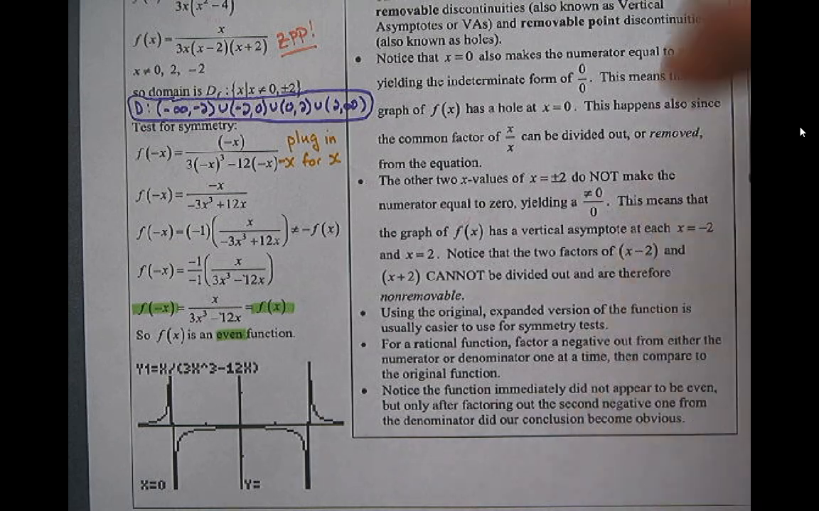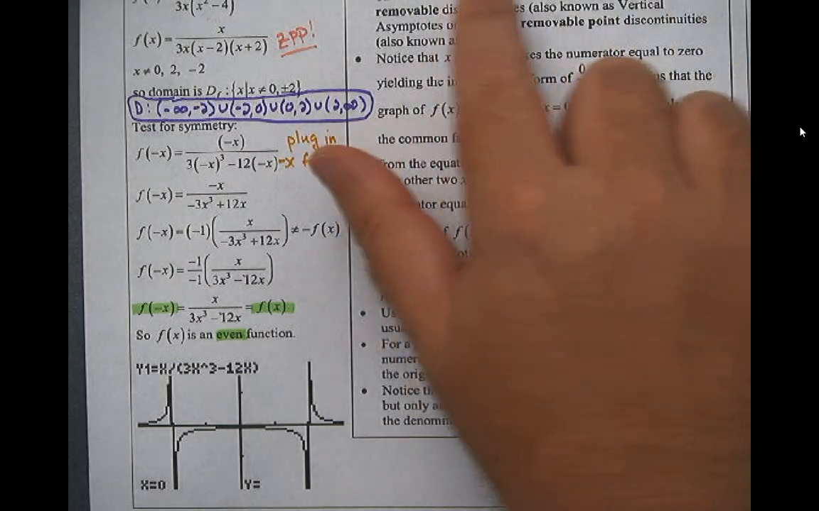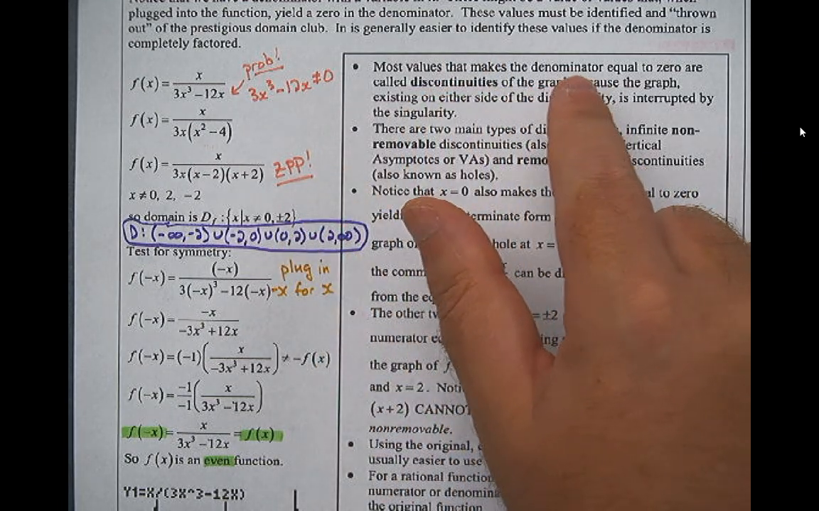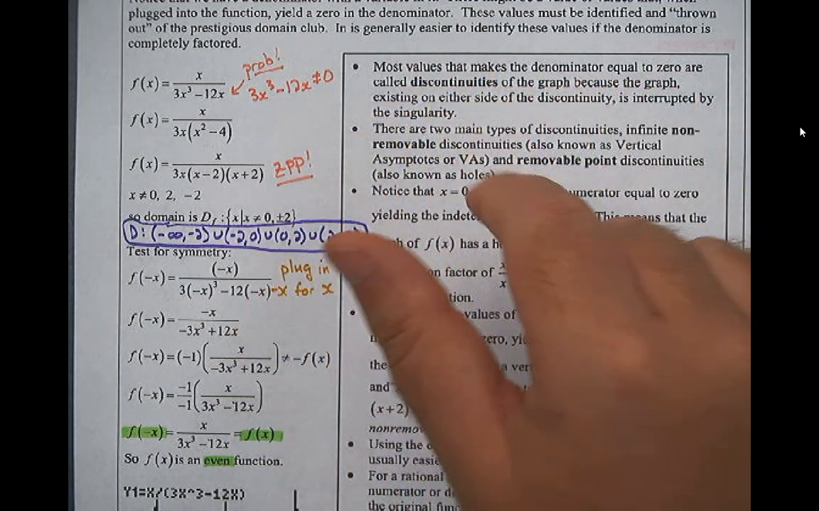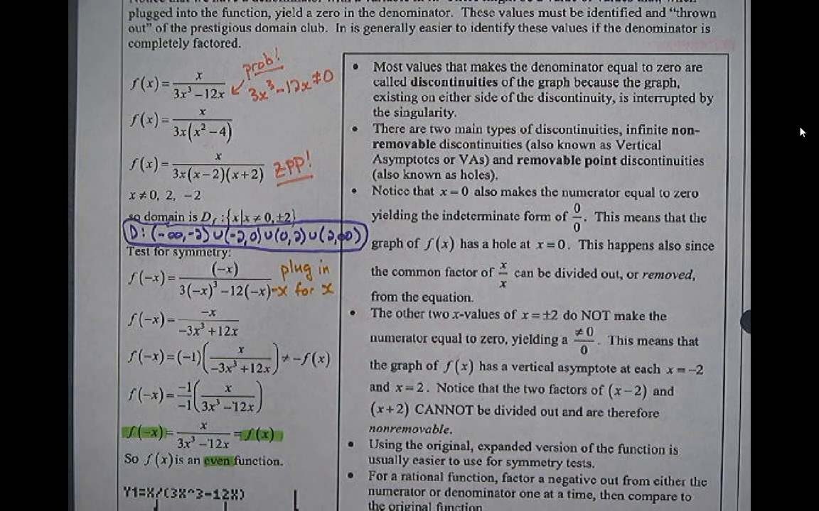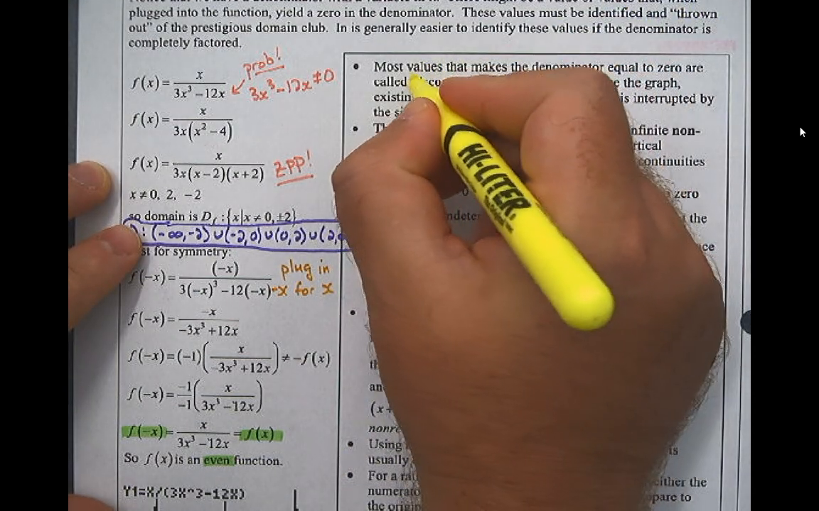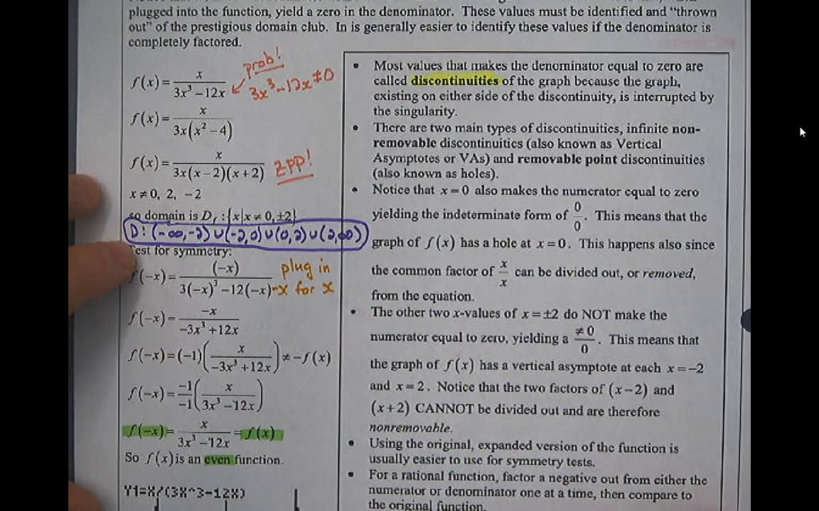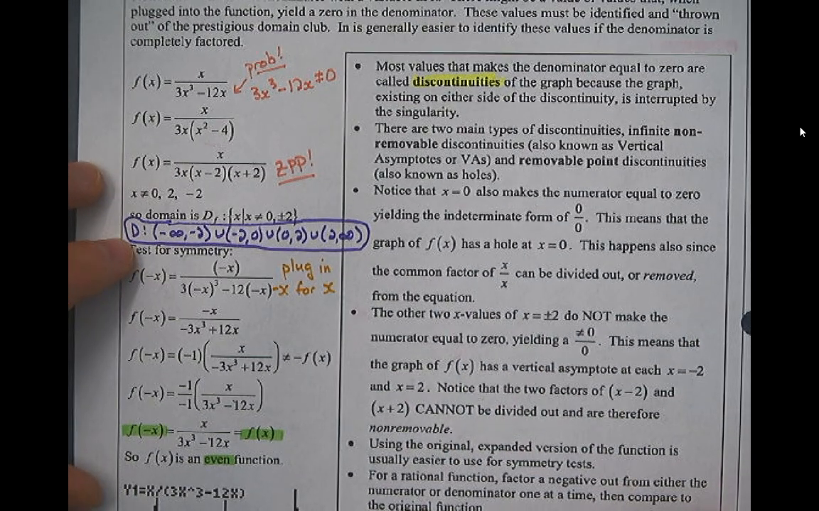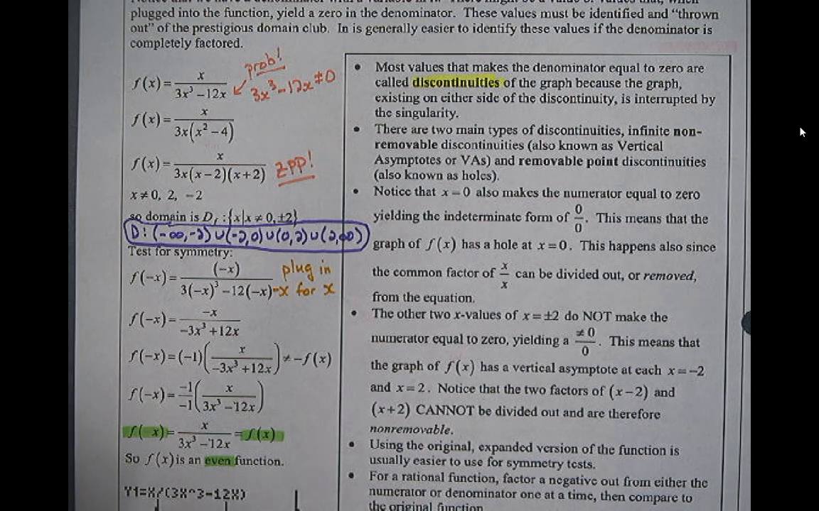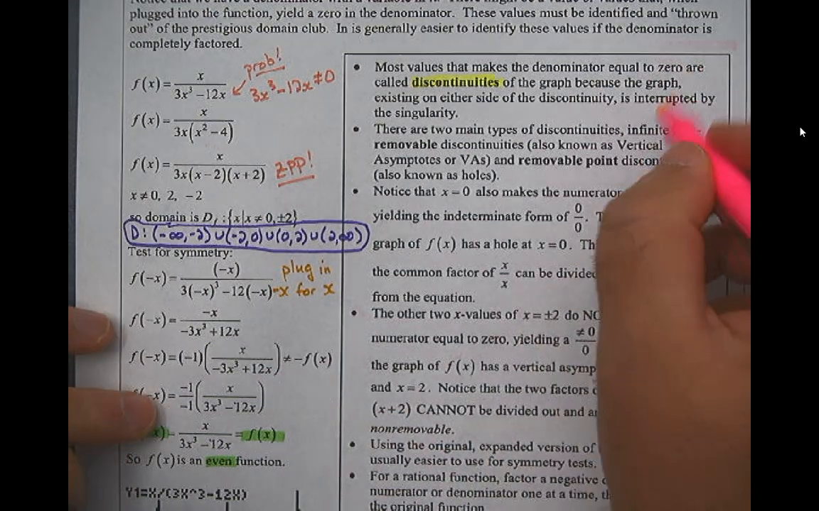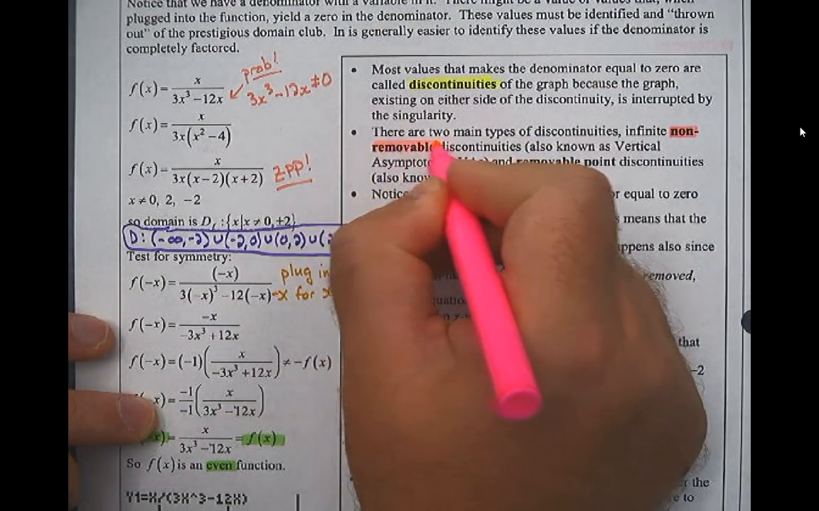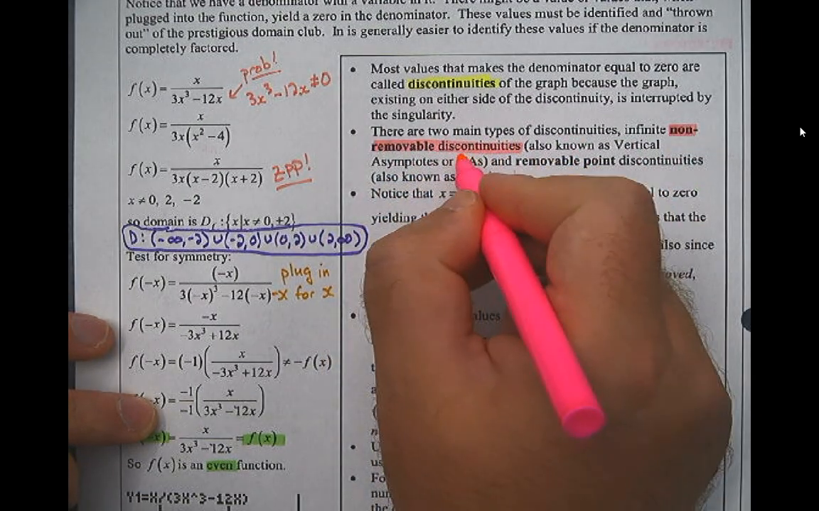So let's talk a little bit about some of these phrases, some of these things we haven't talked about since last year. That's what this big box is full of. Most of the values that make the denominator equal to 0 are called discontinuities. We might remember that. What do we call most of our discontinuities? They fall into two categories. Hopefully you thought of holes and VAs. So the first one is the easy one to get rid of. Not easy to get rid of, sorry. These are non-removable discontinuities. These are our VAs.